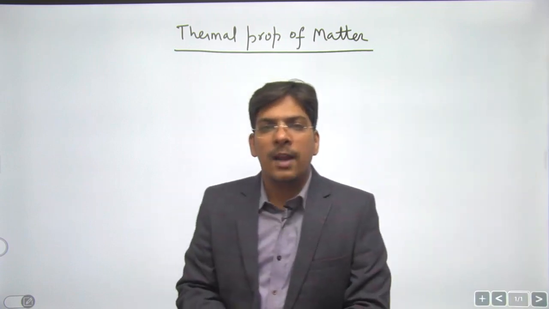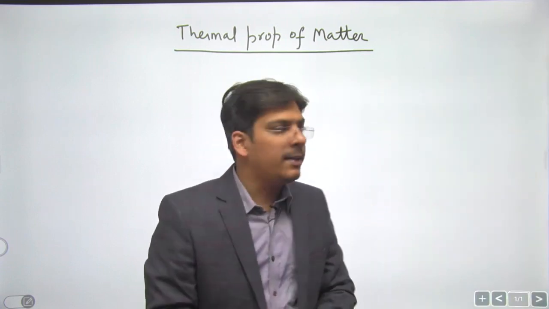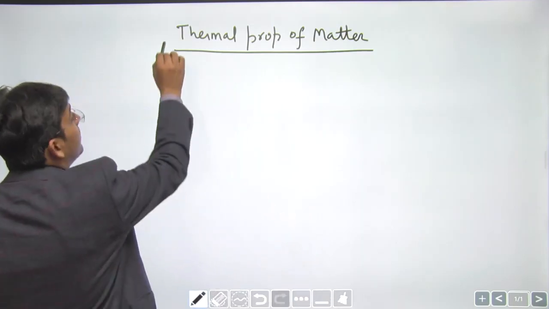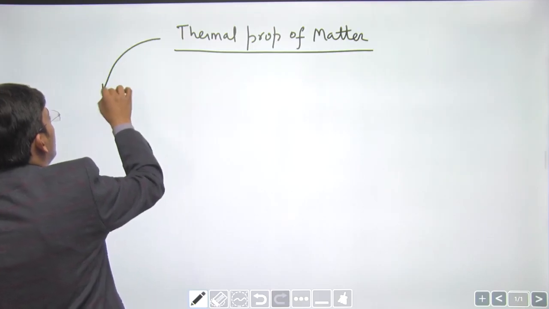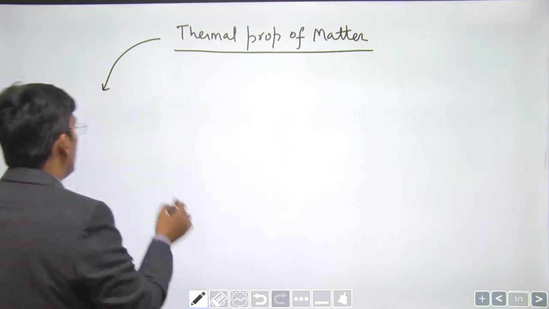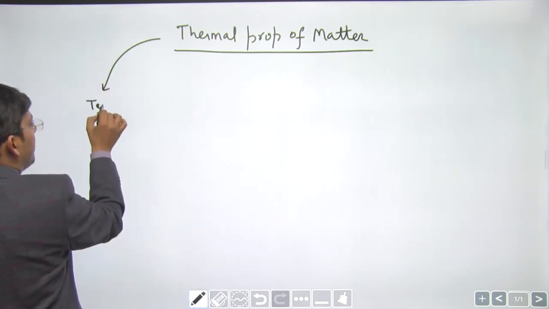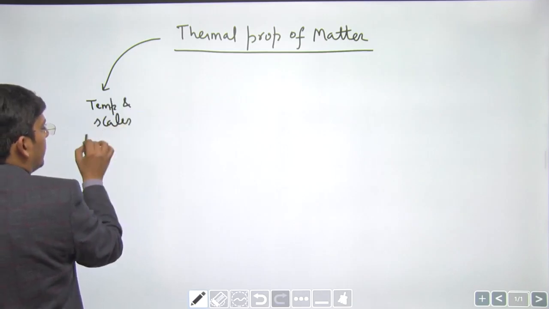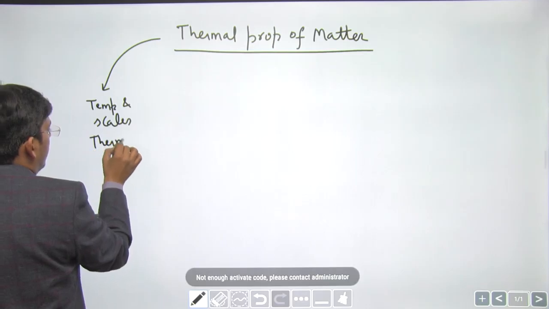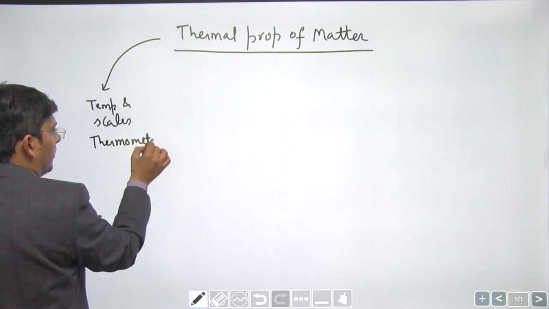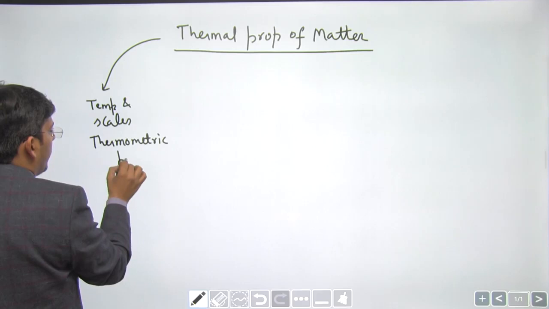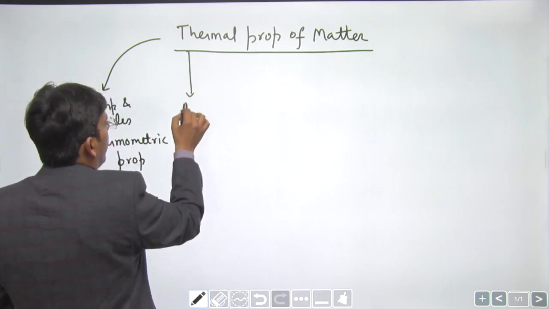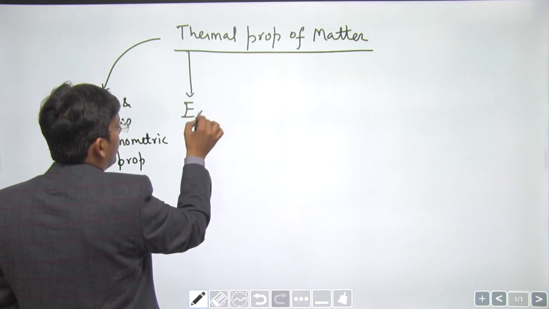Dear students, let us start a new chapter, thermal properties of matter. So basically in this chapter we are going to deal broadly with 4 topics. One is temperature and temperature scales, and you can say thermometric property. In the next phase we will be discussing expansion, thermal expansion.